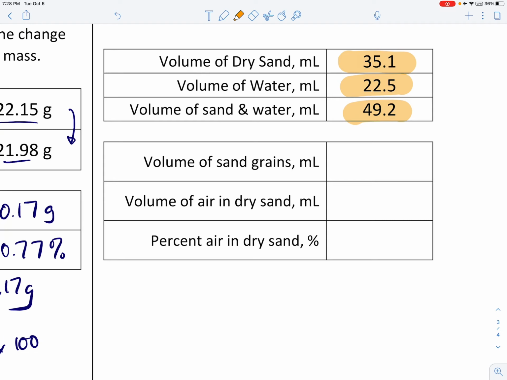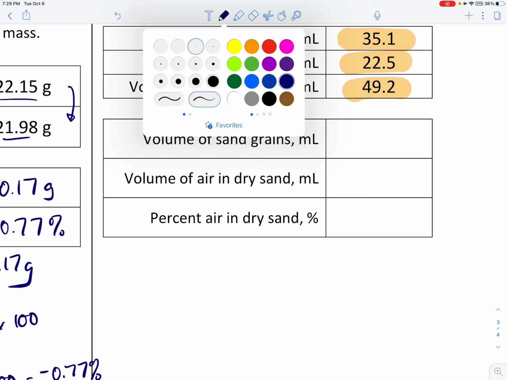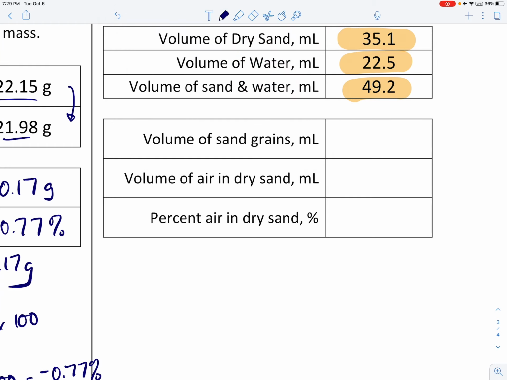Calculate these three things. What's the volume of the sand grains by themselves? What's the volume of the air by itself? Remembering that the dry sand is made of sand grains and air. And then what's the percentage of air in the sand? There's more than one way to do this. Let me show you a way that I think is a little bit easier.